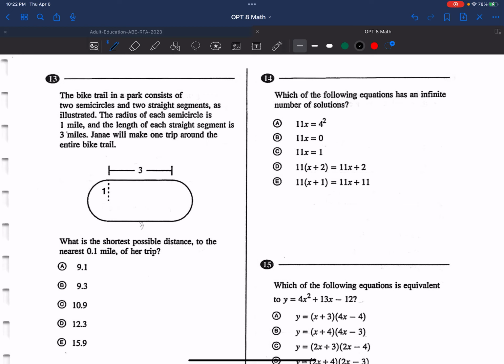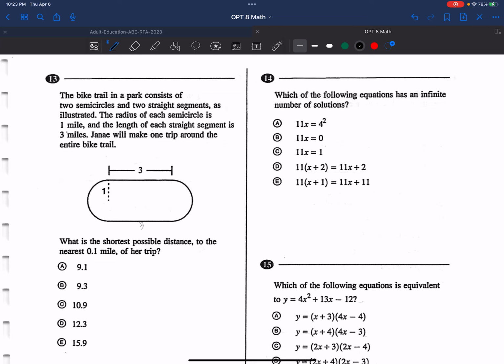Number 13. The bike trail in a park consists of two semicircles, or half circles, and two straight segments as illustrated. The radius of each half circle is 1 mile and the length of each straight segment is 3 miles. Janae will make one trip around the entire bike trail.